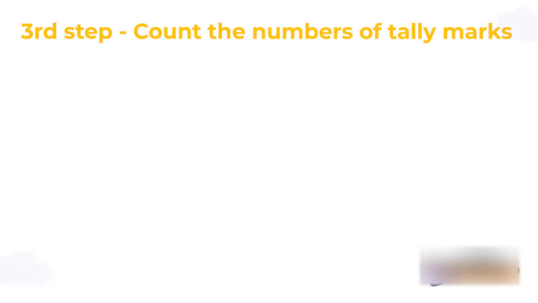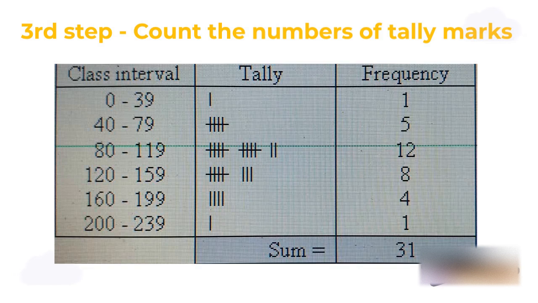The third and final step is to count the number of tally marks. Count the number for each group and write it in the third column. The finished frequency table is as follows, as you can see in the picture below.